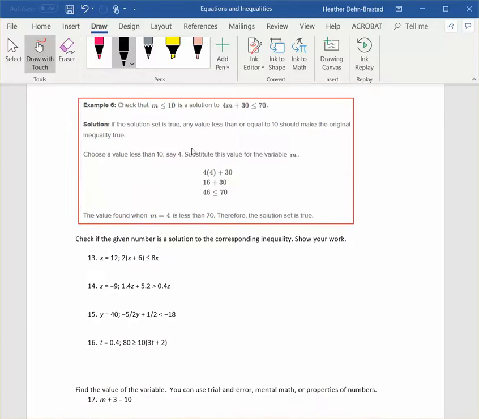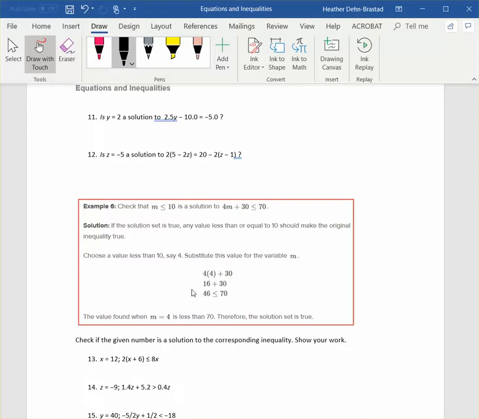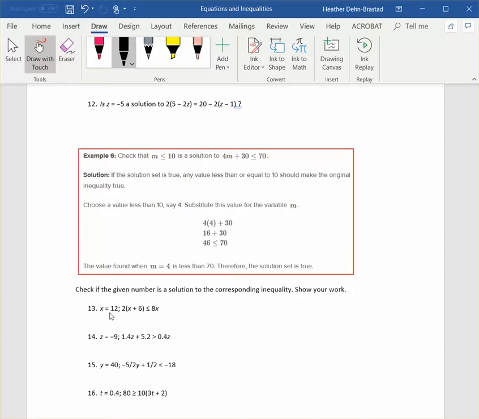Then on this part down here, you're going to do the same thing, but with inequalities. So you'll take the value of the variable, plug it into the inequality, and see if you get a true statement. In this case, they won't be equal to each other. It'll just be something like, is 46 less than or equal to 70? Well, that's true. So that is a true solution then. That would be valid, you would say yes for that one.